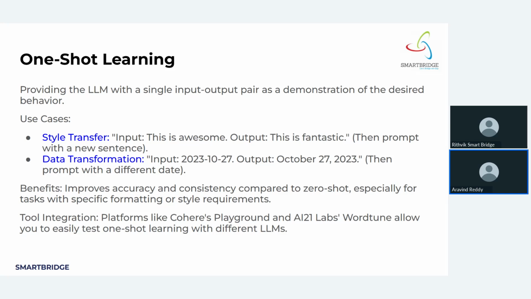In zero shot, without any information it can work. But if you give one example, it will consider that as a reference and give the best result as output, right? Tool integration: platforms like the playground of AI labs allow you to easily test one-shot learning, so you can get the desired output.